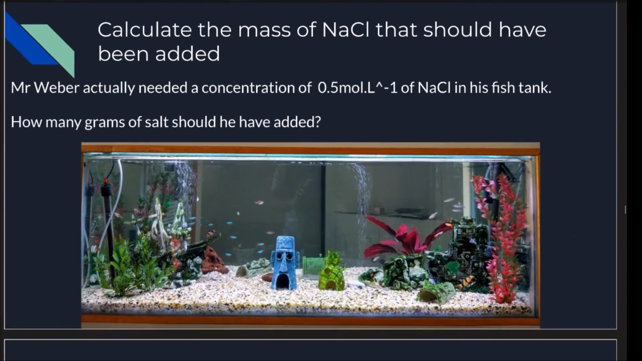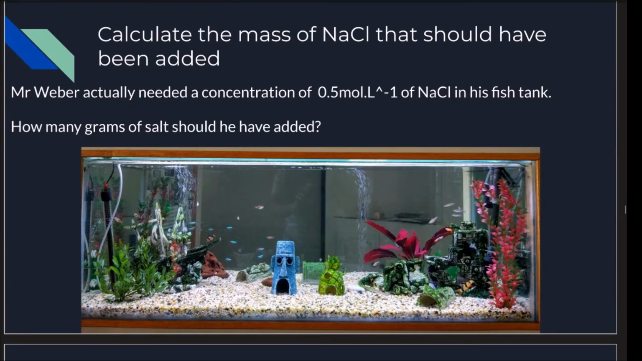So we've got a second question here. Calculate the mass of sodium chloride that should have been added. So Mr. Weber actually needed a concentration of 0.5 moles per liter of sodium chloride. And we need to find out how many grams of salt should have been added.